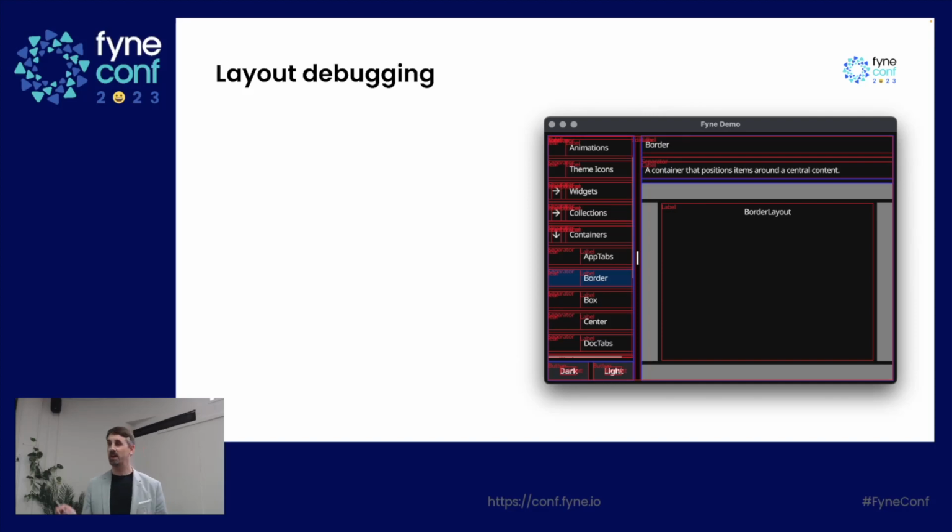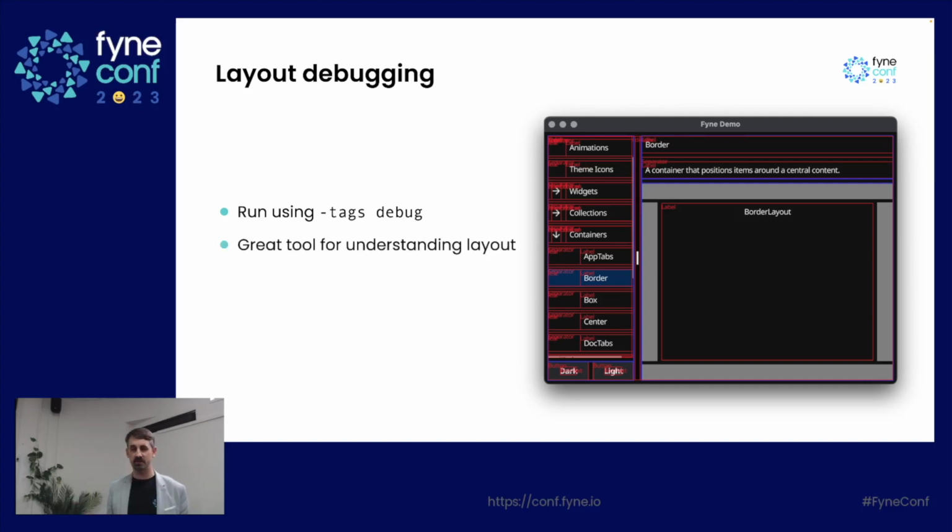Layout debugging, I think, has been a real enabler. You can now see how your application is laid out or why it's laid out the way that it is. So if you run your application with tags debug, it's going to render like this, and you can see the reasoning behind how it's set out the way that it is.